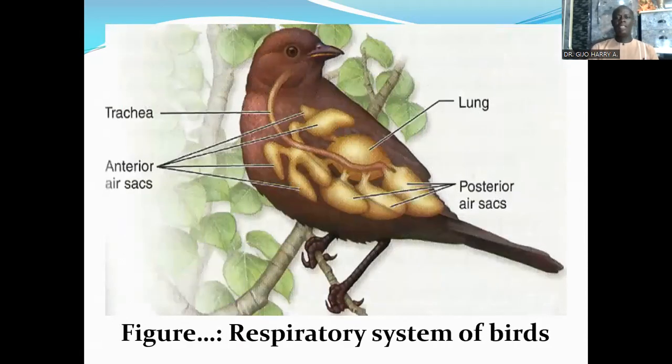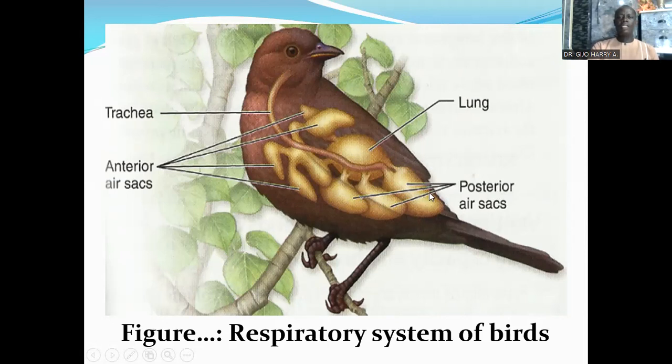Now, here is the respiratory system of a bird. Like I said earlier, the respiratory system of the bird consists of the nostrils. Oxygen is taken in through the nostrils. Now, when the air comes in, it bypasses the lungs and 75% of the air gets into the air sacs, the posterior air sacs.